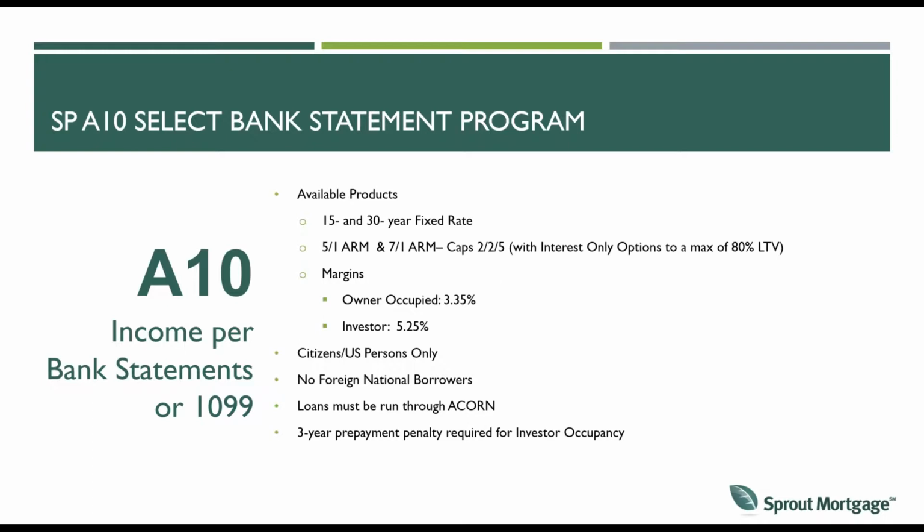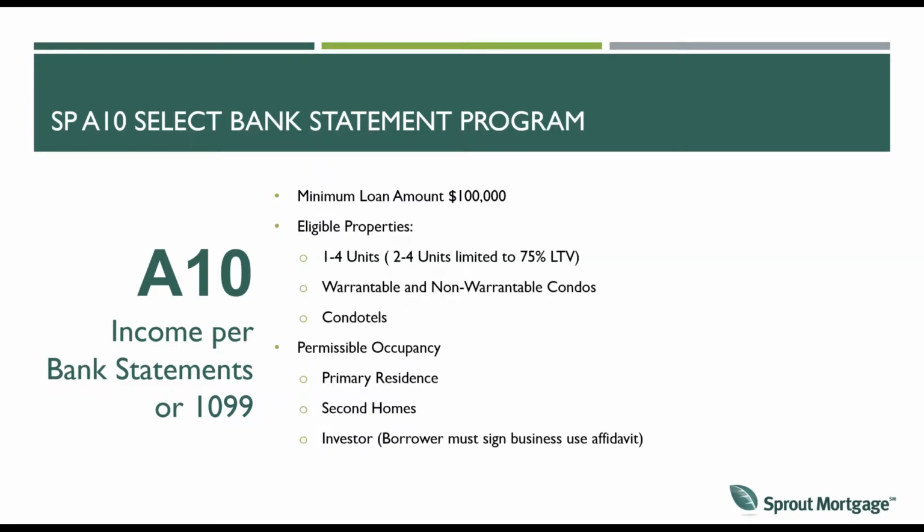On the A10, foreign national borrowers are not eligible. The minimum loan amount is $100,000, and then the eligible properties are 1 to 4 units. 2 to 4 units are limited to 75% LTV. Warrantable and non-warrantable condos are eligible, as well as condotels. And then since we're talking about investors today, if it's an investor, the borrower must sign a business use affidavit.